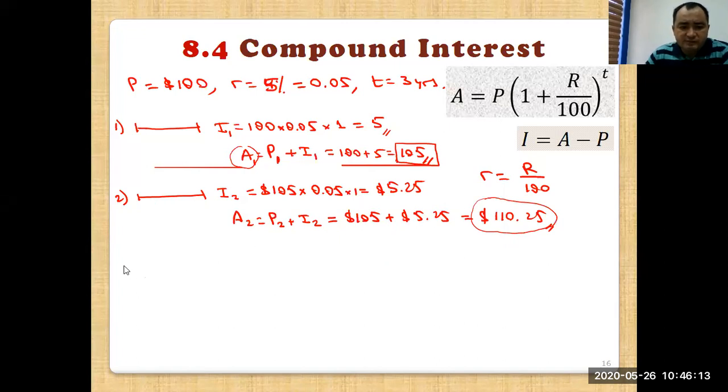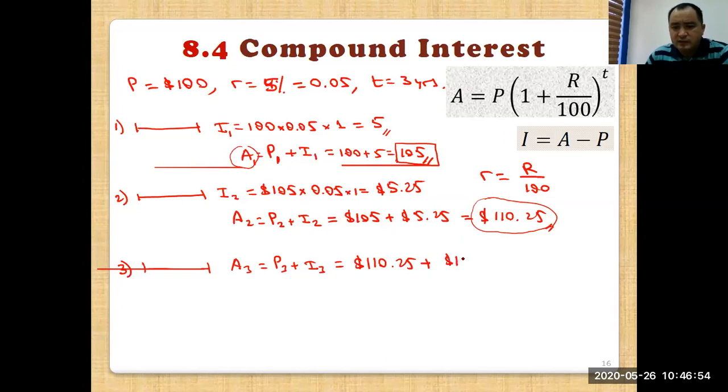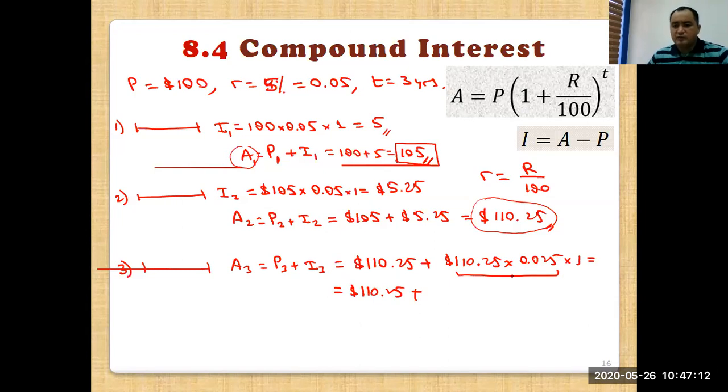All right. Now the third year starts. It's the 1st of January, the third year. Time is passing, and now we reach the end of this year. The bank opens your account, again calculates your interest and adds it to your account, right? So here we have A sub 3 is equal to P sub 3 plus I sub 3. P sub 3 is this, right? That is $110.25 plus I sub 3. Again we use this one: the principal is $110.25, the rate is 0.05, and how many periods do we have? Only one. Which is equal to, let me just write it here first, $110.25 plus this thing is equal to, why this?